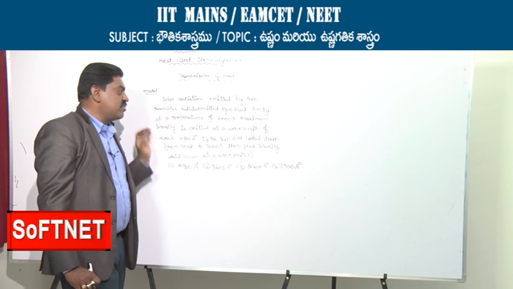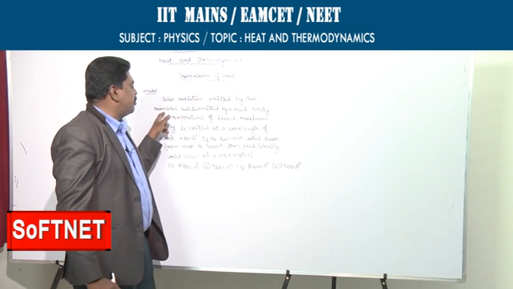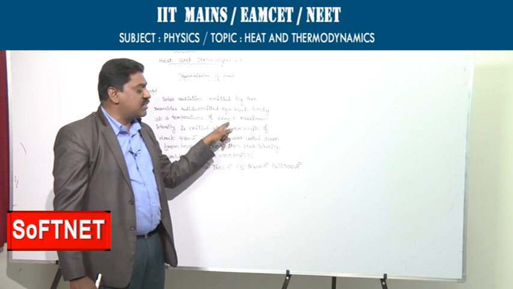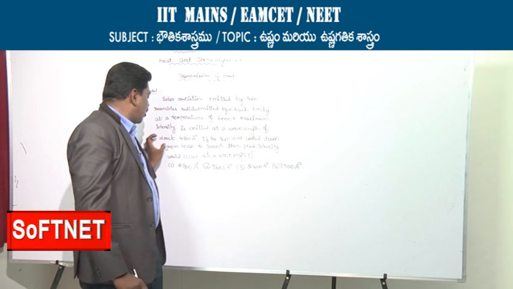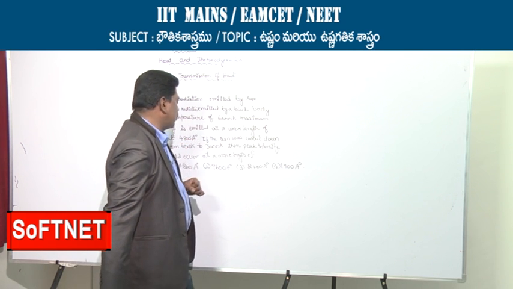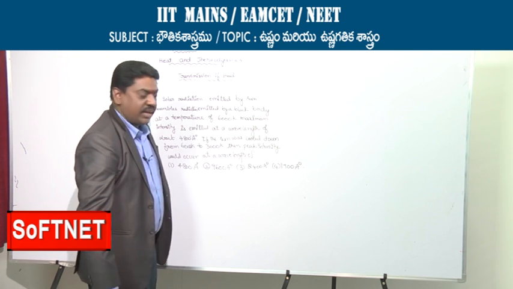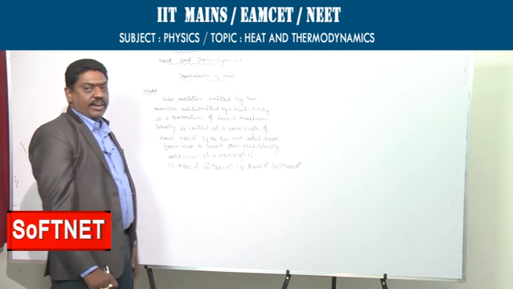Another model on Wien's displacement law. Solar radiation emitted by the sun resembles radiation emitted by a black body at a temperature of 6000 Kelvin. Maximum intensity is emitted at a wavelength of about 4800 angstroms. If the sun was cooled down from 6000 Kelvin to 3000 Kelvin, then peak intensity would occur at a wavelength of what.